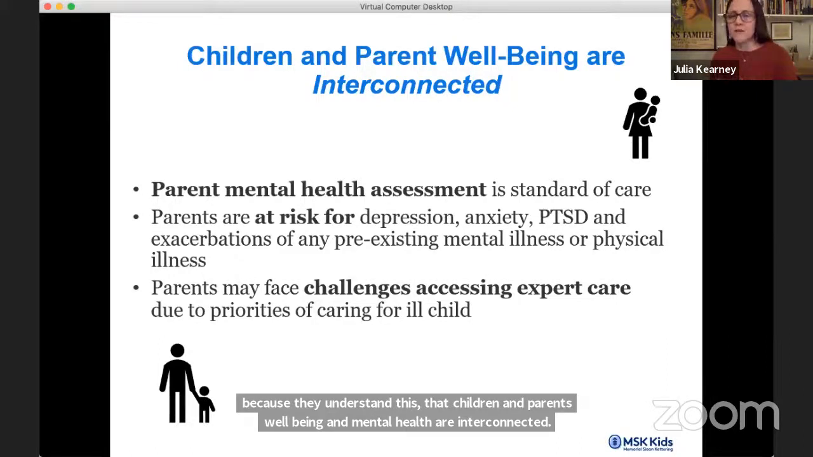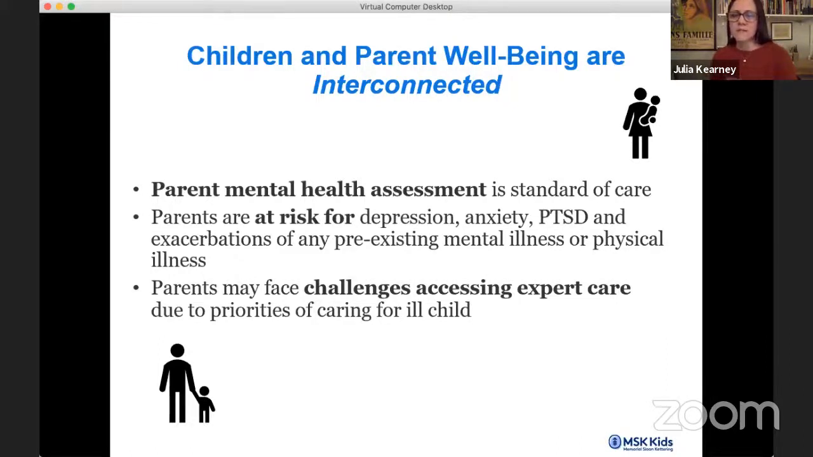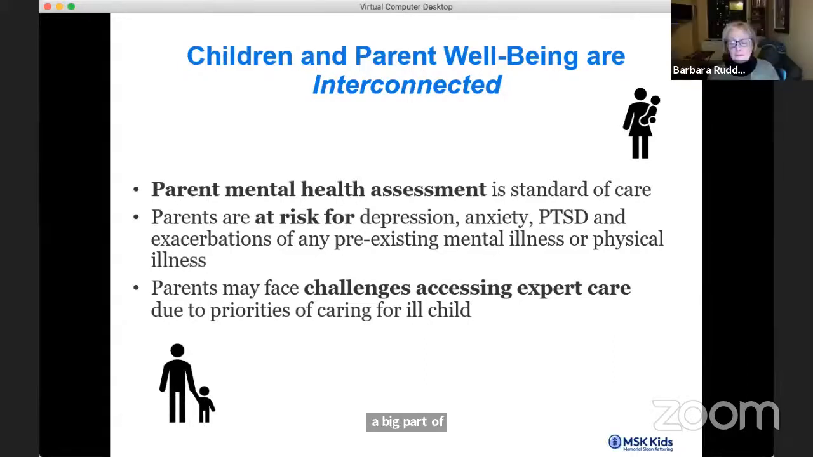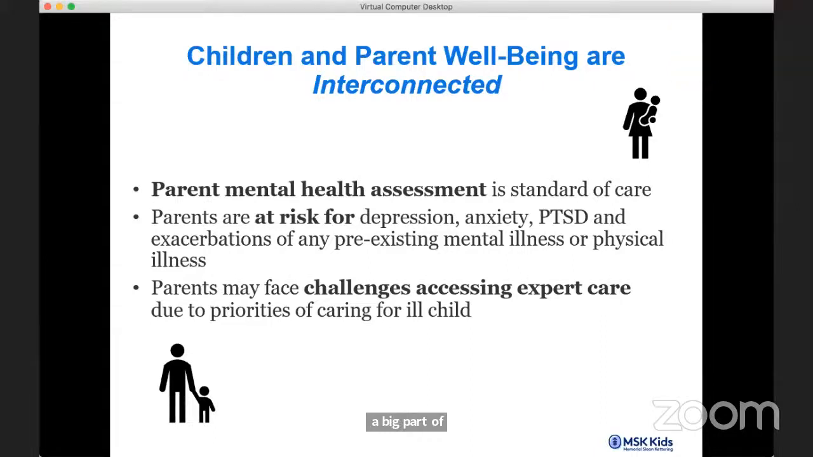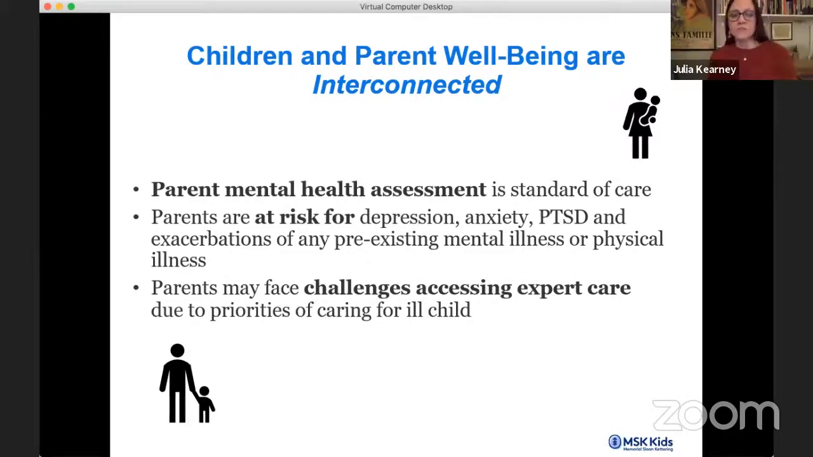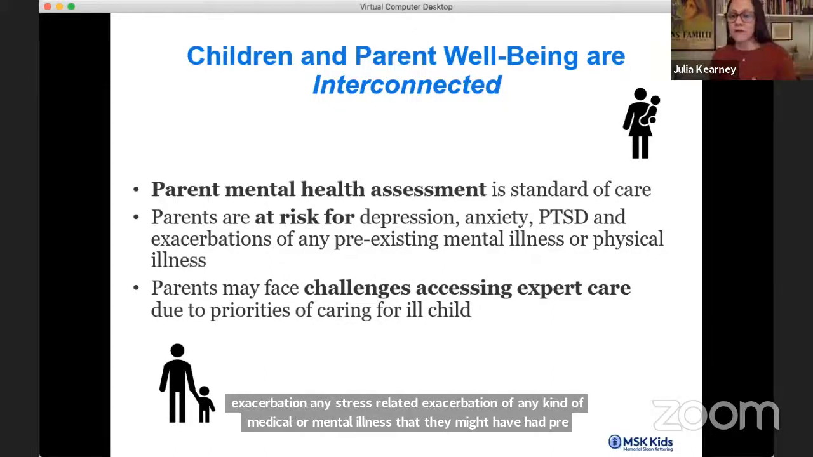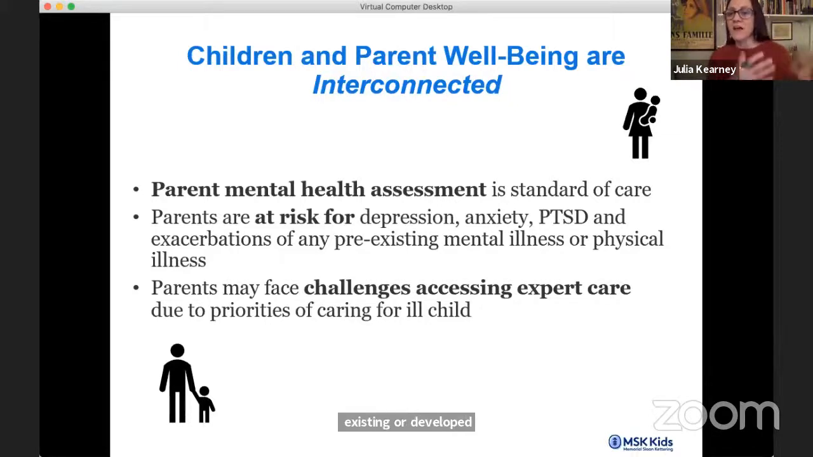It's a big part of how we support families going through this. We know that parents are at risk for all kinds of mental illness and any stress-related exacerbation of any medical or mental illness that they might have had pre-existing or developed while their kid is going through this. So we have to make sure we're taking care of parents. If you have to choose between taking care of yourself or taking care of your child, everyone always chooses their child. So it's really important that we make care accessible for parents, because they're never going to be able to navigate a normal system that's already hard enough. It's really a big part of what we do.